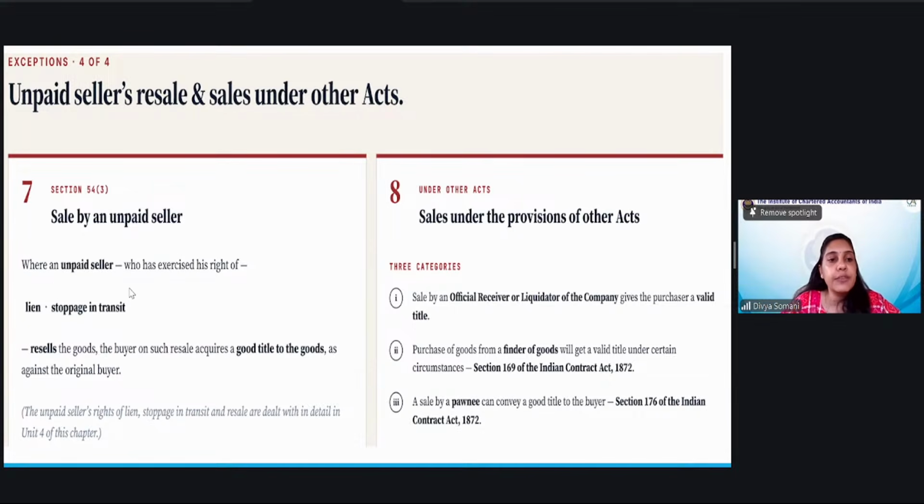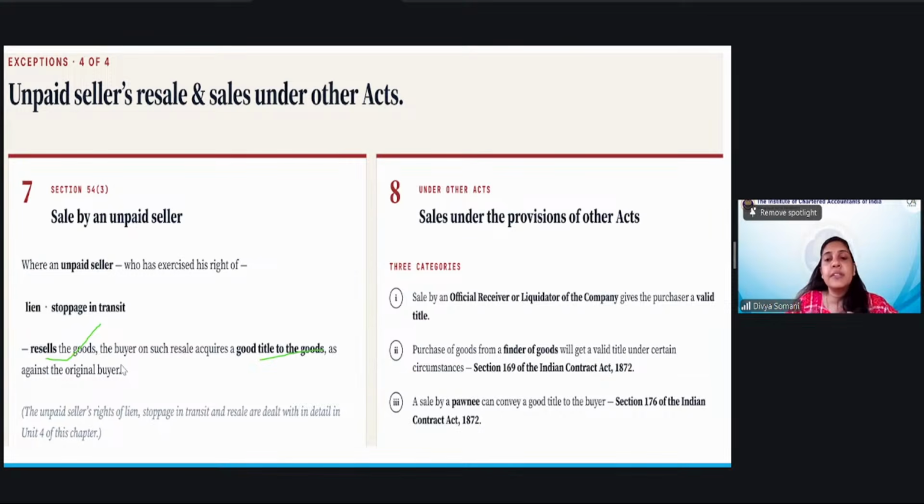So let me just read it for you. Where an unpaid seller who has exercised his right of lien and stoppage in transit, we will read about these two rights in the next unit, so I'll skip this here. You just read it directly from here, where he resells the goods. I'll just mark it for you. Where he resells the goods, the buyer on such resale, that means the new buyer on resale, will acquire a good title to the goods as against the original buyer.